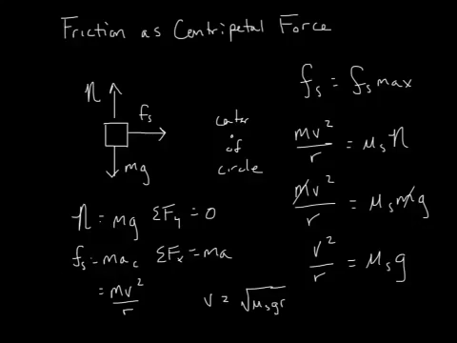Or, if we want to know the minimum coefficient of static friction required to make a turn at some speed, then that mu s would equal v squared divided by gr. Okay? So this setup of this free body diagram and setting Fs equal to Fs max is a very common concept that you need to understand to address questions like what is the maximum speed at which you can make a turn, or what coefficient of static friction is required to make a turn, etc.